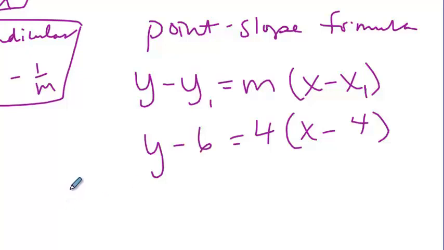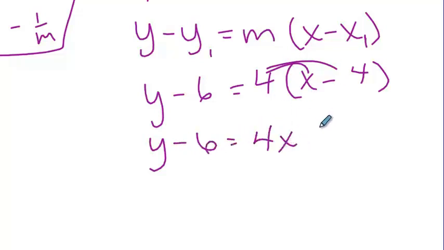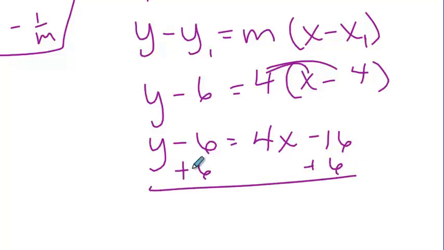So now, my goal is to get y by itself because I need to write the equation. So what can I do to simplify this? I'm going to distribute the 4. So I have y minus 6 equals 4x minus 16. Now what? Add the 6 to both sides to combine like terms. So I have y equals 4x minus 10. This is my final answer.